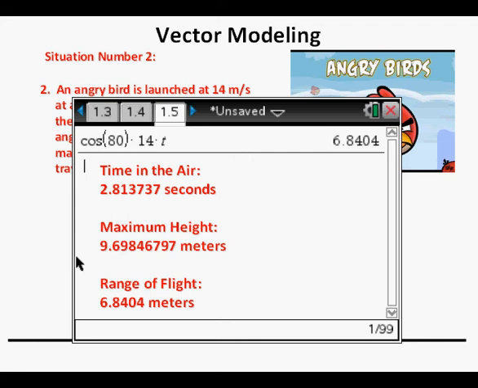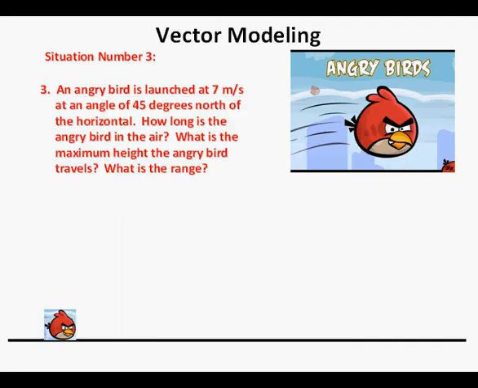Now we'll get to situation number 3 with an initial launch velocity of 7 meters per second and an angle from horizontal of 45 degrees. I'll not be working this one out, but plan on having the answers in the description of the lesson below.